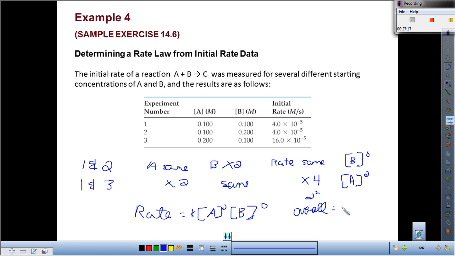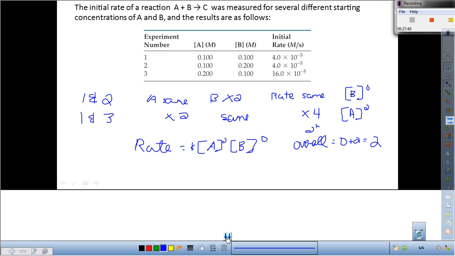Well, overall, it's a 0 plus 2, which makes this a 2. Alright? From here, we can go to a lot of places. We can calculate K. How would we calculate K? Rearrange the equation and find K. So what's K? Let me go down a little.